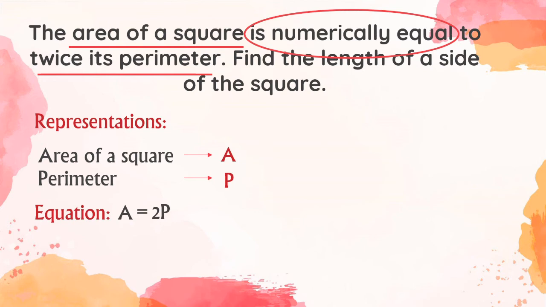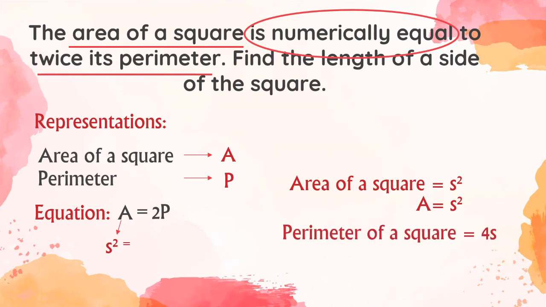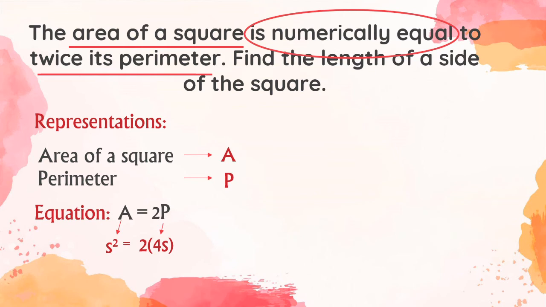Remember that the formula to get the area of a square is S squared. Kaya yung A natin, papalitan natin ng S squared. Then, the formula for perimeter of a square is 4S. Kaya yung P natin, papalitan natin ng 4s. Yung 2p magiging 2 times 4s or 8s. So our final equation is s squared equals 8s.